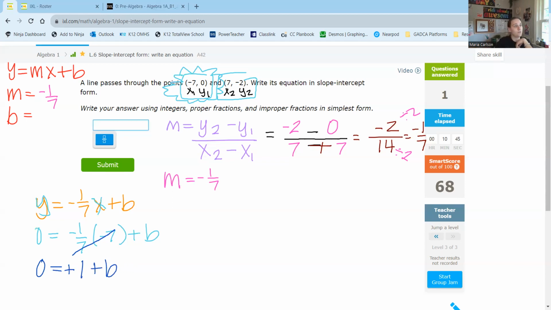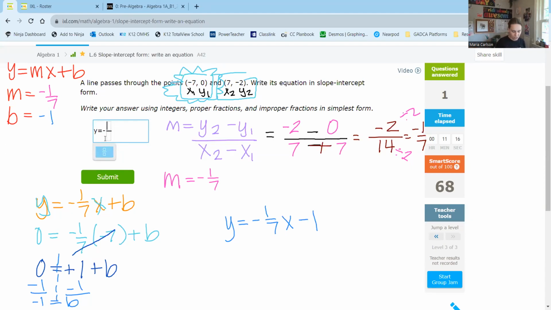Now I just solve this equation for b. So I subtract 1 from both sides, and I get that -1 is equal to b. So m is -1/7, b is -1. So our equation then is y equals -1/7 x minus 1. To type in this answer, I would first type y equals negative, then I would type my fraction, 1/7, then x minus 1.